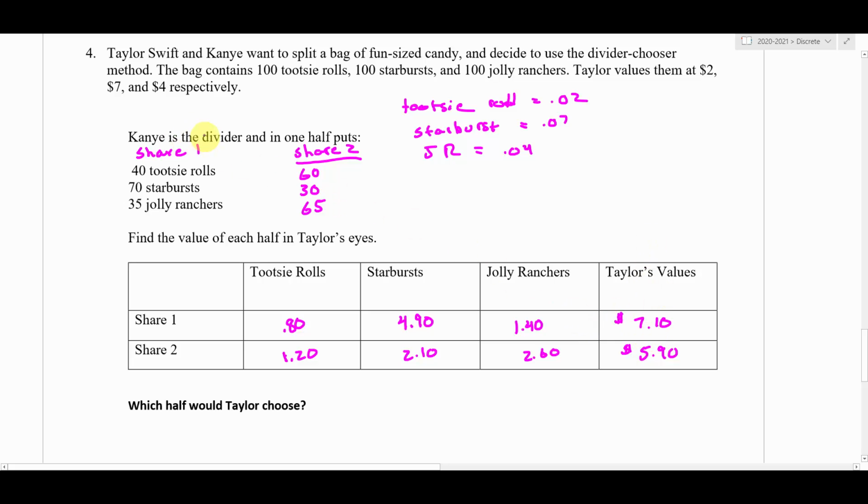So if Kanye was the divider, Taylor gets to choose which share she wants, and she would base that on the value of each share. So she would clearly choose share 1. And recall that since she valued all of the Tootsie Rolls at $2 and all of the Starbursts at $7 and all of the Jolly Ranchers at $4, the total value of the bag in her eyes was $13. So her fair share is 13 divided by 2, which is $6.50.